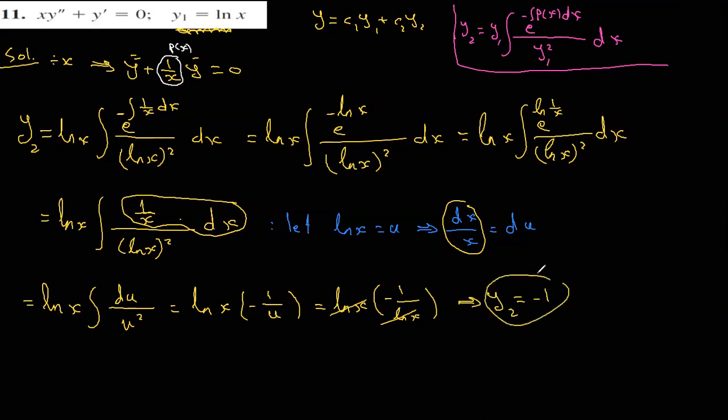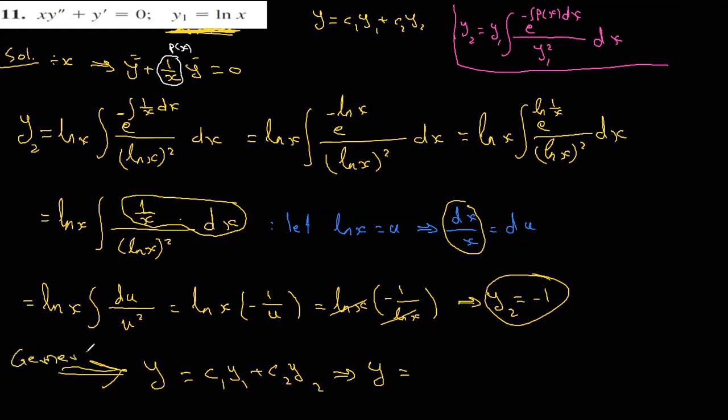So now I have y2 here and I have y1 here. So the general solution is c1 y1 plus c2 y2. So the y general solution, let me write here the word general, equal c1 ln x minus c2, because my y2 is only negative 1. Is it clear? Any question here?